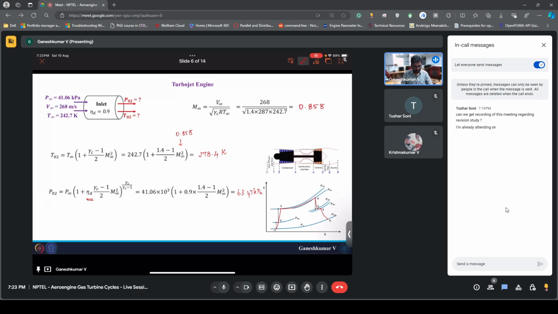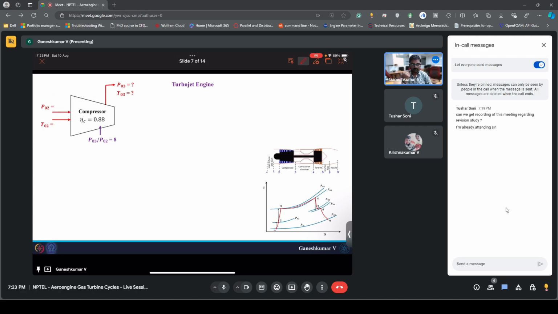Okay, so this is the pressure you will see in your engines. All these numbers are not actually random numbers. These are the real pressures and temperatures that we encounter inside an engine, so that is something you should keep in mind. Now that we found the pressure and temperature after the inlet, we can go forward and do the next component, which is the compressor.